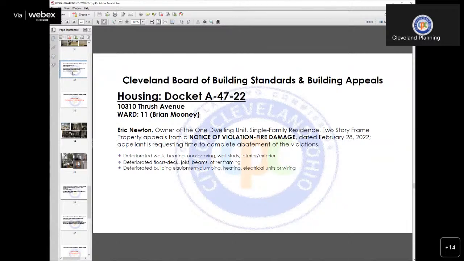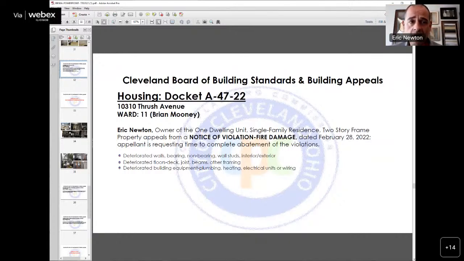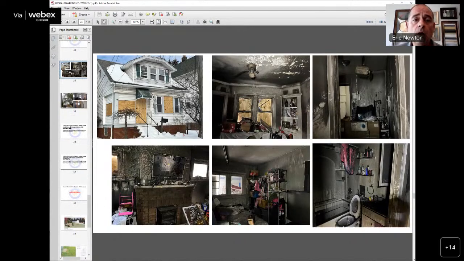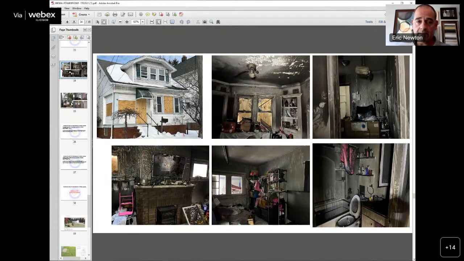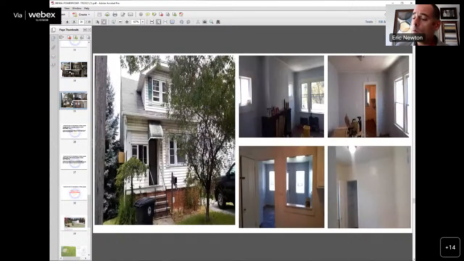With the appellant or his or her attorney or representative, please state your name for the record. Eric Newton. Mr. Newton, solemnly swear to tell the truth, the whole truth, so help you God? Yes, sir. Okay, go ahead and let us know what your plans are. Well, this property unfortunately caught on fire on December 24th of 2021. There was a significant delay because there was an investigation pursuant to that fire. I have since, as you can see in the photos, repaired or replaced all the damage, all the smoke damage in the house.